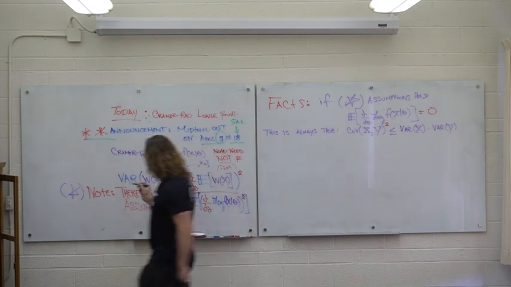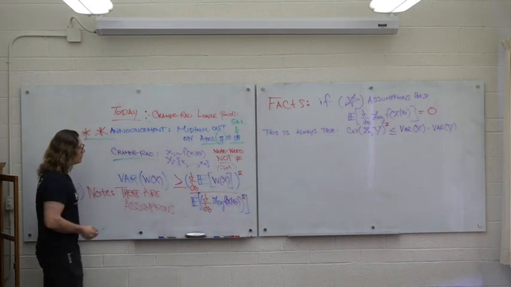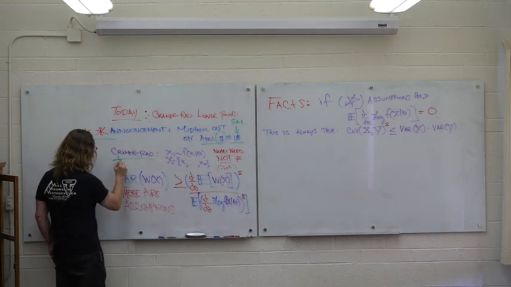So Cramer-Rao is this very useful thing that we want to talk about. So this is a lower bound.